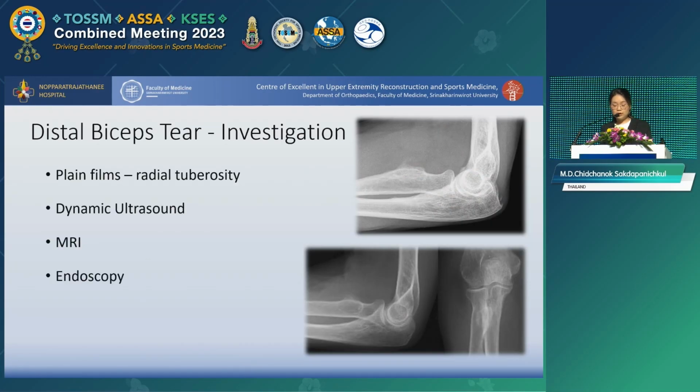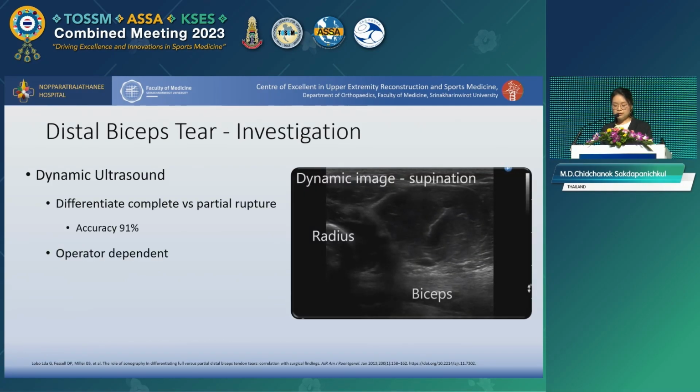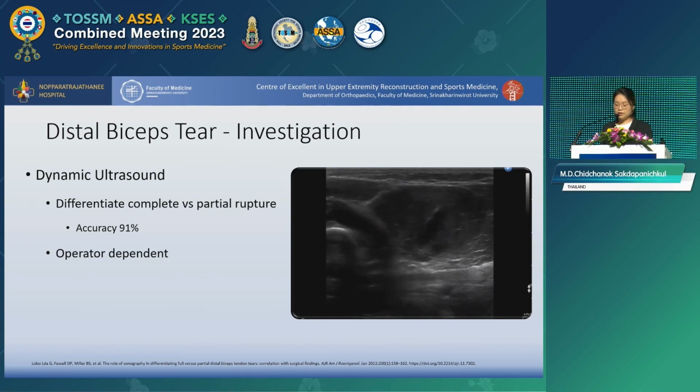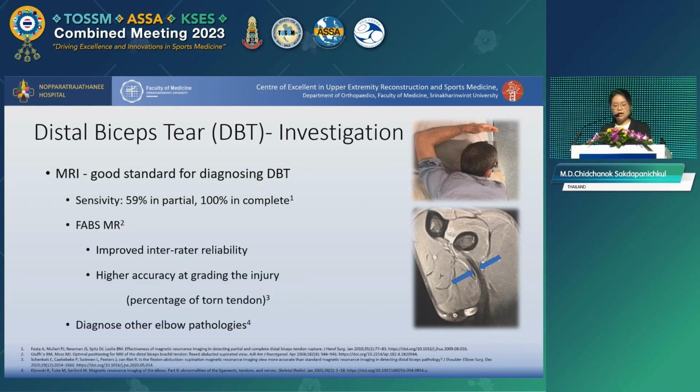In plain films, we can look for radial tuberosity abnormalities such as hypertrophy or spur. The next modality is the dynamic ultrasound. It can differentiate between complete and partial tear. However, it's operator dependent. MRI is a good standard of investigation with more accuracy at grading the injury when it's in the flexion, abduction, supination position, or in short, FABS.